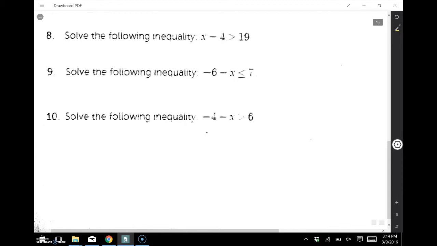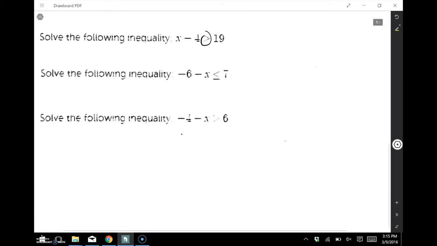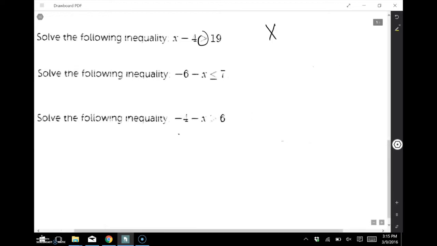greater than 19. Okay, so basically some number take away 4 is greater than 19. So we know that this is going to be an open circle. We know there's no multiplying or dividing, so we don't need to flip the sign. So going over here, there's x. The only thing that happens to it is it's next to negative 4, or subtracting 4. So what I do to both sides is add 4. Check. Add 4. Add 4. I get x is greater than 23.